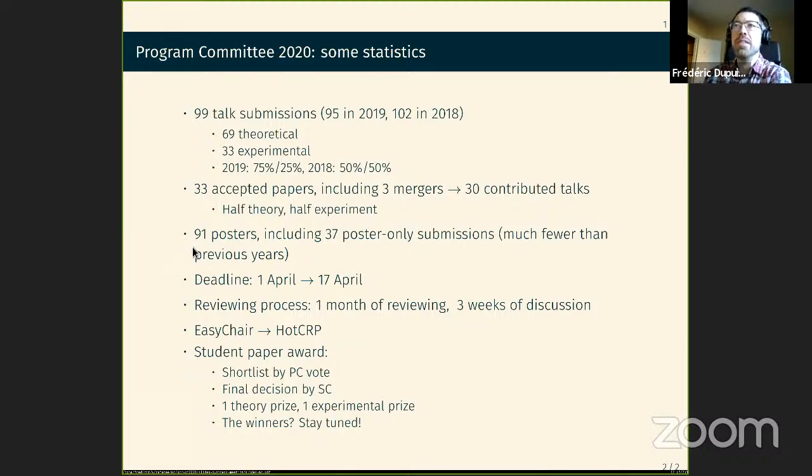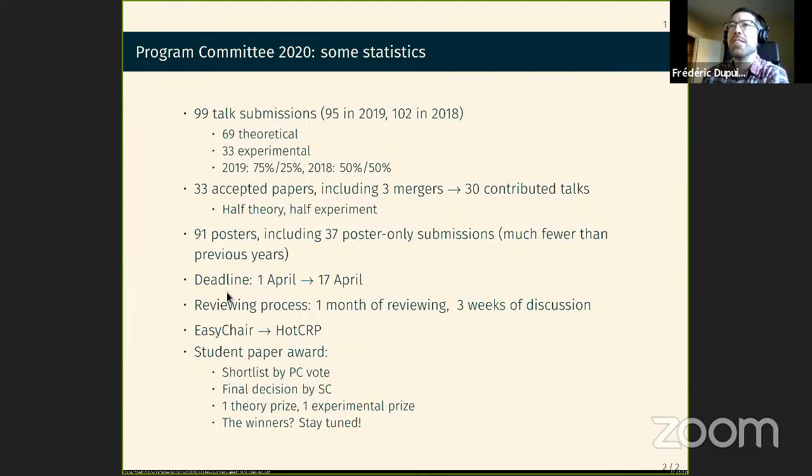For posters, in the end, we had 91 posters in total, including 37 poster-only submissions, the rest being submissions that were submitted as talks. And this is much less typical for QCrypt. Usually there are far more poster-only submissions that come up after the deadline. Usually there's something like 100, now we only had 37. So this time there was a big drop, actually.